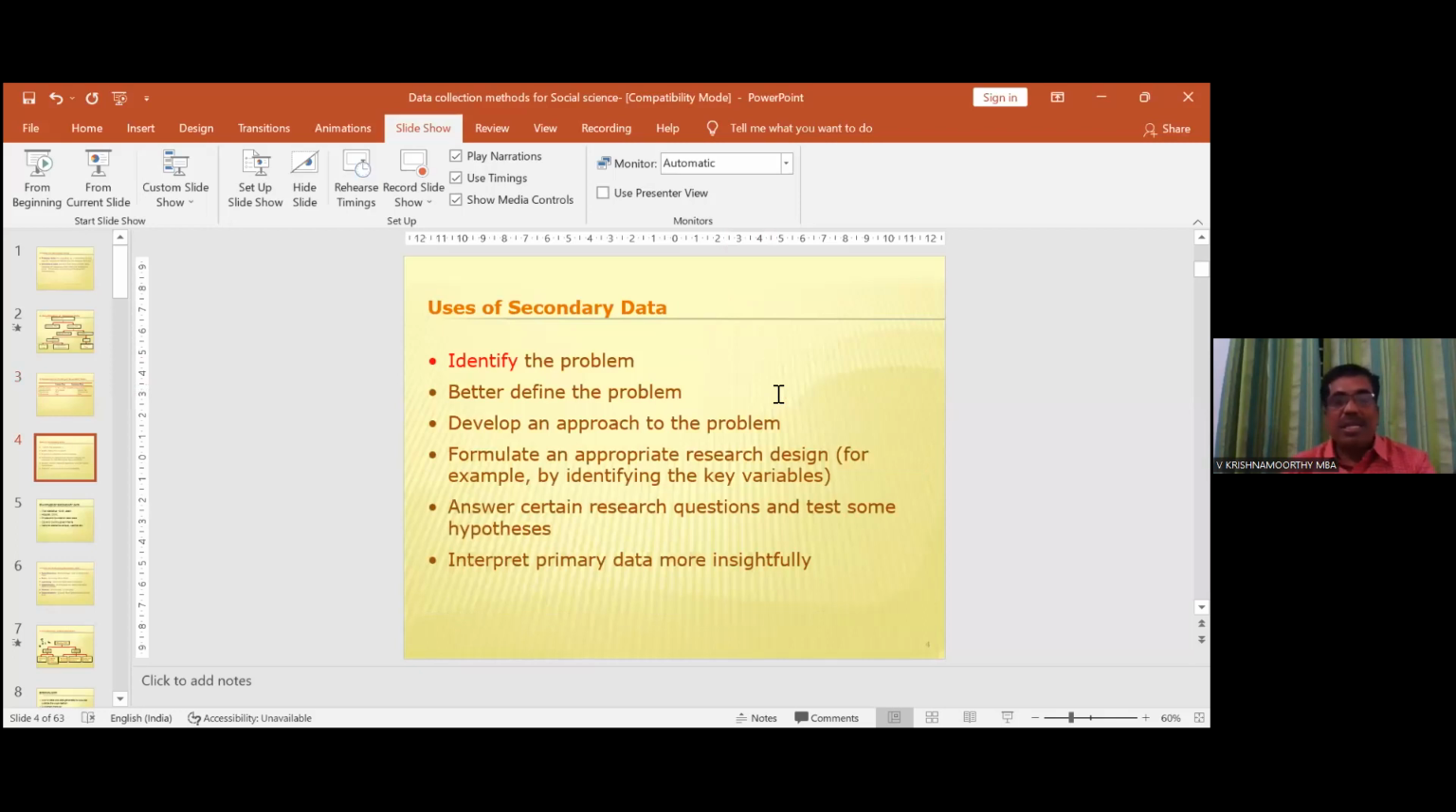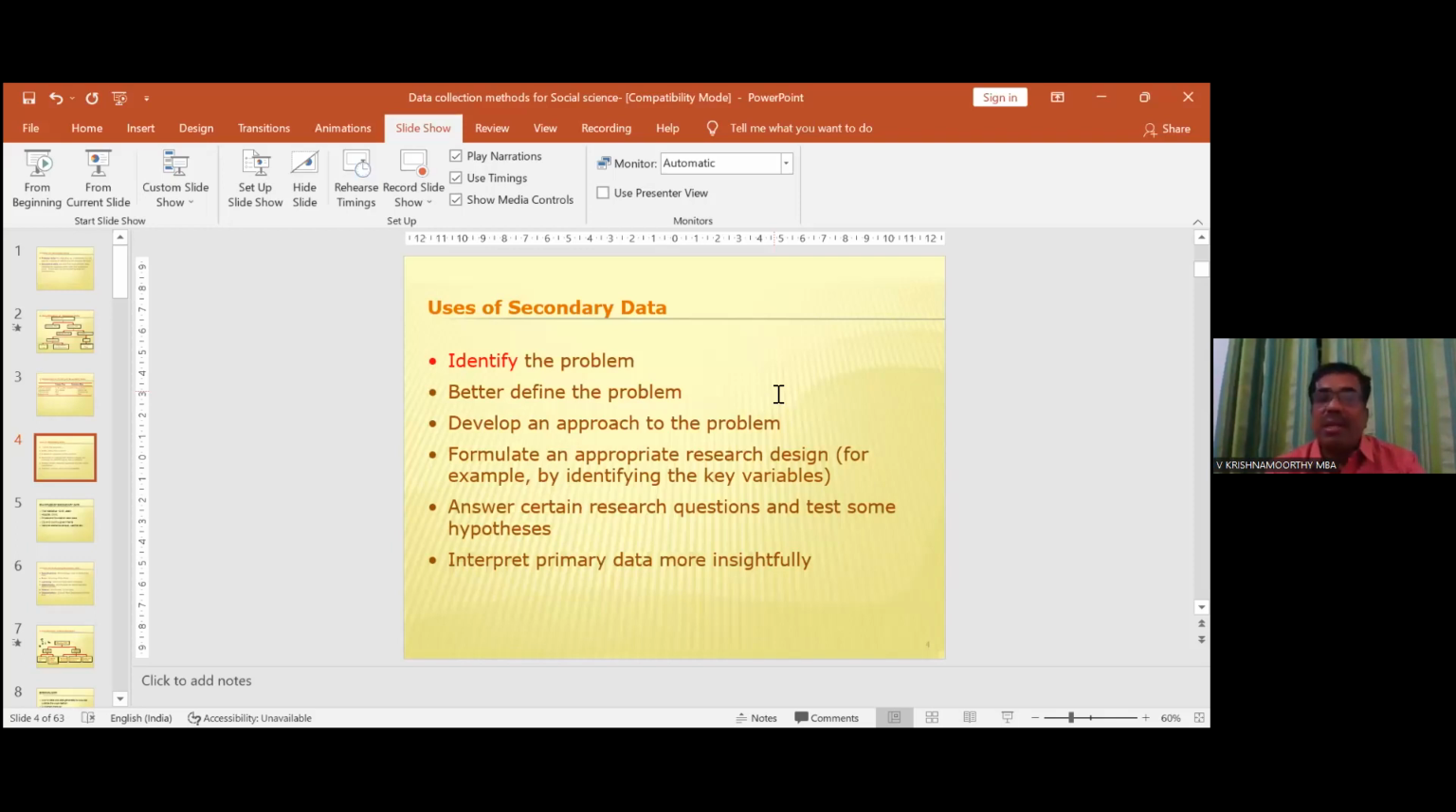Now you may ask the question: what are the uses of secondary data? With the help of secondary data, you can identify the problem. Most scholars think that secondary data means only the balance sheet, profit and loss account, or stock exchange related data. It's not like that. Even the introduction of a research paper is also secondary data. Review of literature is also secondary data. Previous studies' results are also secondary data.